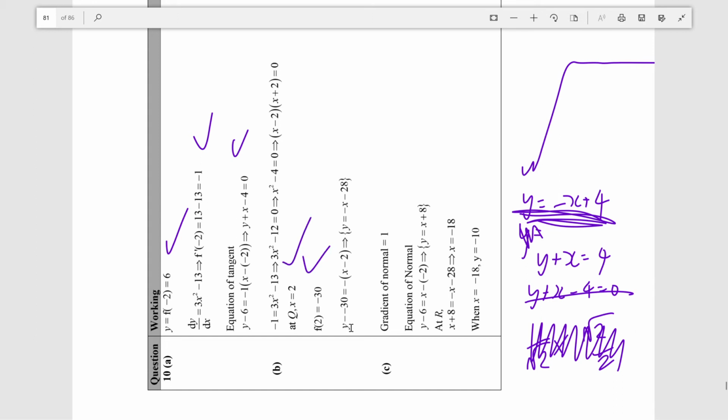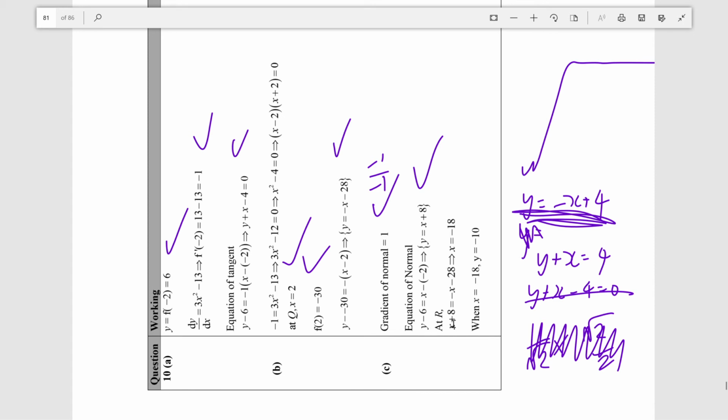And then y minus minus 30 is minus x minus 2. Well, I suppose that's quite a strange way of doing it, but we just substituted our values of x, y, and m in there. But we did come up with the same line of y is minus x minus 28, right? And then the gradient of the normal is 1 because it's minus 1 over minus 1. And the equation of the normal is y is x plus 8. We found that out correctly as well.